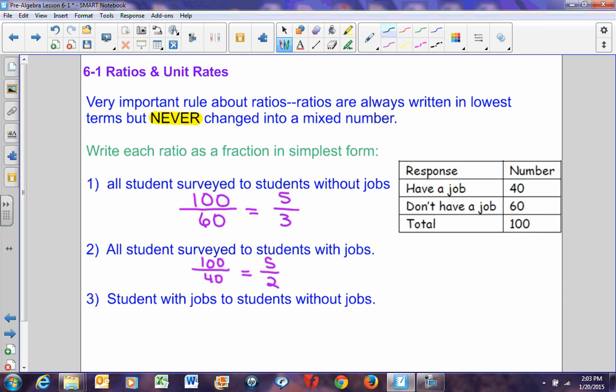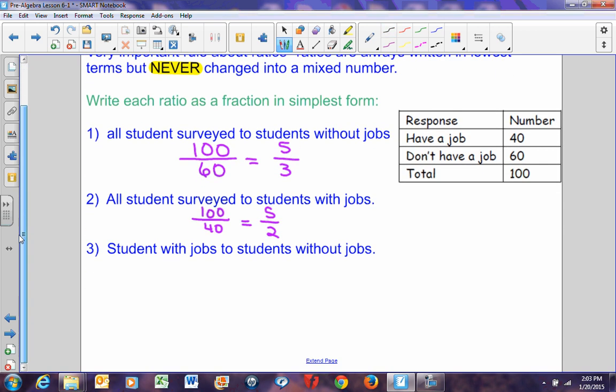The last ratio we're going to talk about is students with jobs to students without jobs. Students who have jobs, that's 40. Students who do not have jobs, that's 60. So again, I can divide by 20. This is a 2 to 3 ratio. 2 out of 3 students surveyed have a job. That's basically what that stands for.